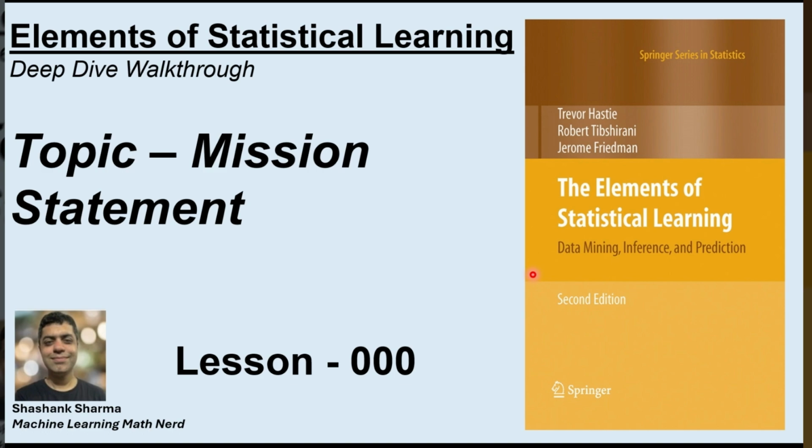Welcome, everybody. Now, if you have spent any time in the world of data science or machine learning, you've heard of this orange book, the famous The Elements of Statistical Learning by Hastie, Tibshirani, and Friedman. It's considered the Bible of our field.